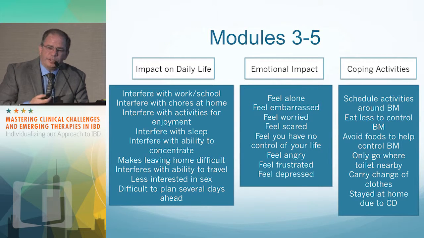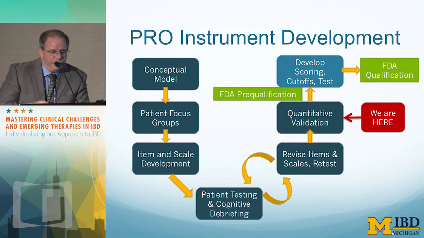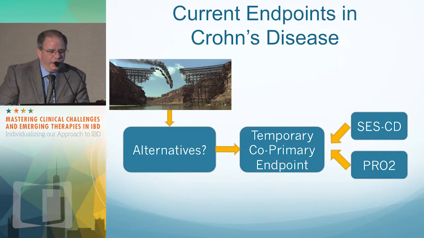We also measure things like impact on daily life, emotional impact, coping activities, things that aren't directly related to inflammation but are important to patients and are important to know really what's going on with your patient. And in terms of development, we are at the quantitative validation phase. We'll have data back by August, so this is coming soon.